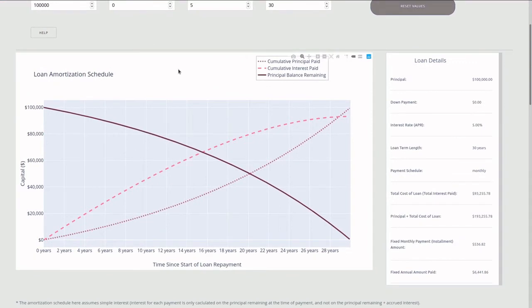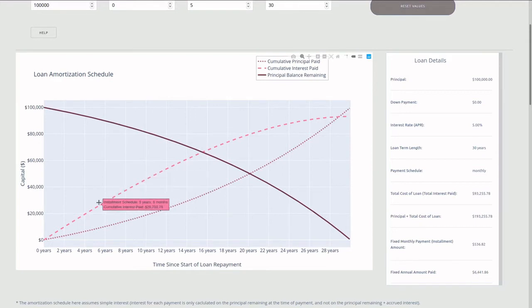Scroll down to the first graph, which shows the loan amortization schedule. This shows how the cumulative principal paid over time increases and how the cumulative interest paid over time increases compared to the principal balance of the loan.